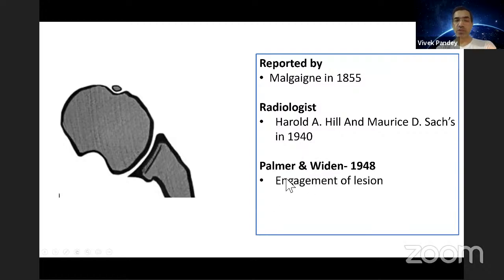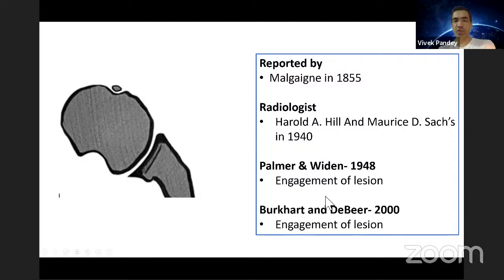They reported it radiologically. The engagement, contrary to what we believe, was actually first reported by Palmer and Widen in 1948, followed by Burkhart and De Beer, and that's where, from 2000 onwards, the entire philosophy of recurrent dislocation started changing, especially for those mild to moderate Hill-Sachs lesions, which eventually became something like off-track and on-track. So we are no longer talking about small or moderate Hill-Sachs lesions. It's all about whether it is on the track or off the track.